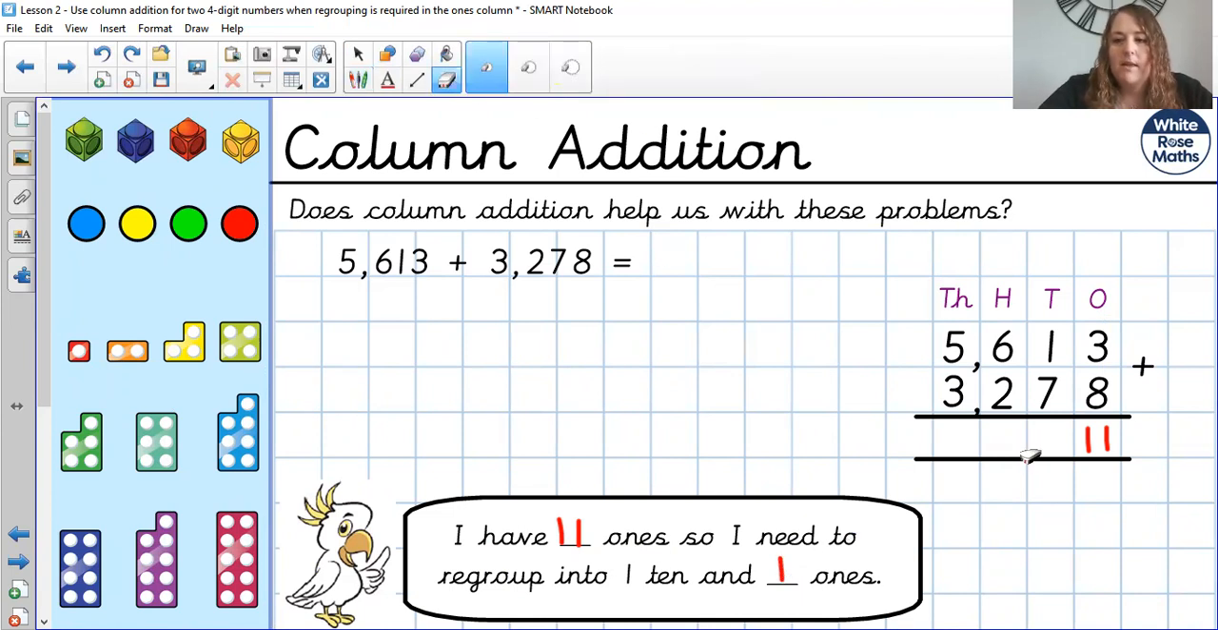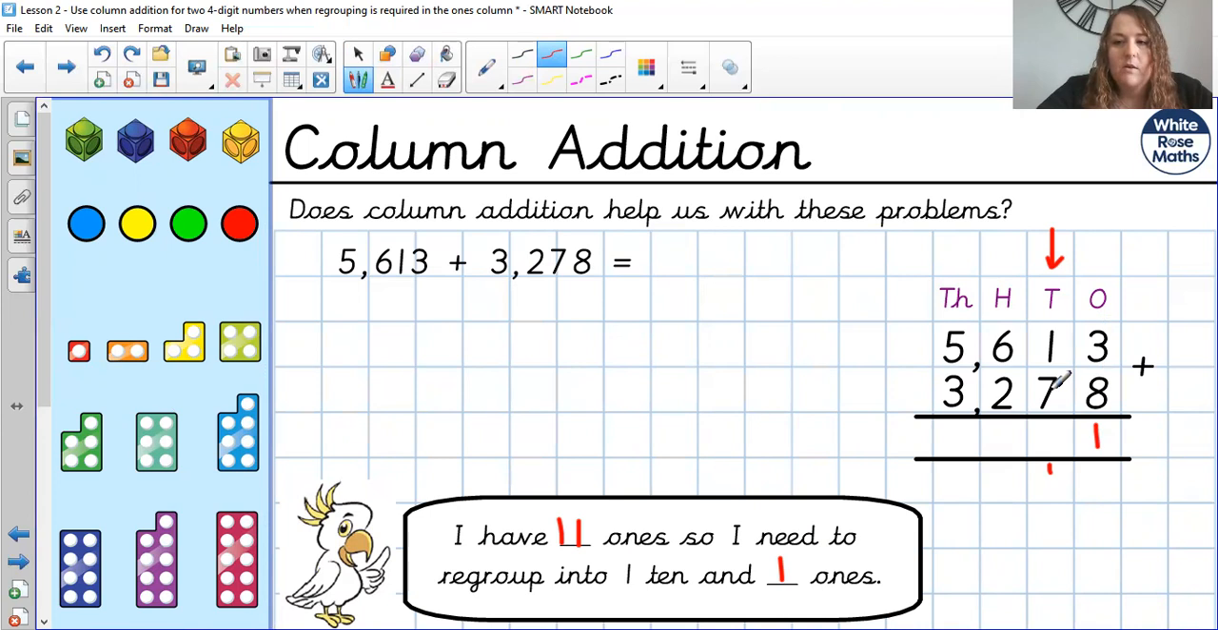So the way we show that with our column addition is we pop the 1 from the ones still in the ones column. And where I drew another tens counter on the previous page, I'm actually going to pop the little one, and I'm just going to make sure it's quite little, down there in my tens column, but below that addition line. So you can still see I've got my answer 11, but I've carried that regrouping down into my tens column. And then we carry on with our addition.